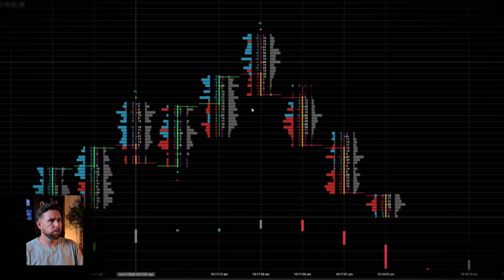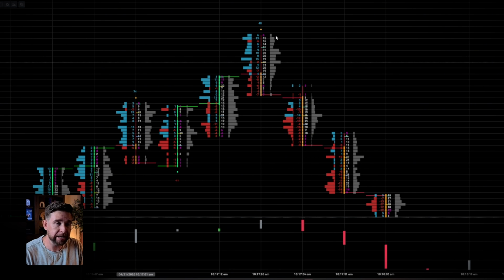So going back to what we were talking about, every transaction in the market occurs between an aggressive participant and a passive participant. So each transaction occurs between an aggressive buyer and a passive seller, or an aggressive seller and a passive buyer. So taking a look at these footprint bars, we can see a breakdown of that.